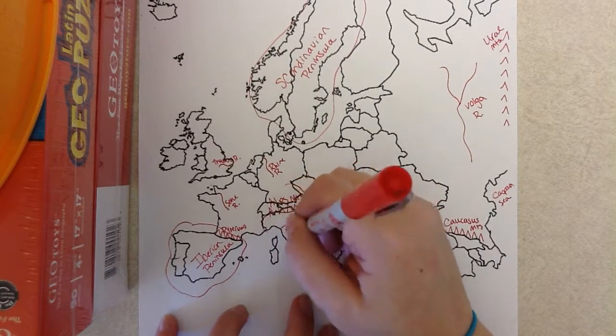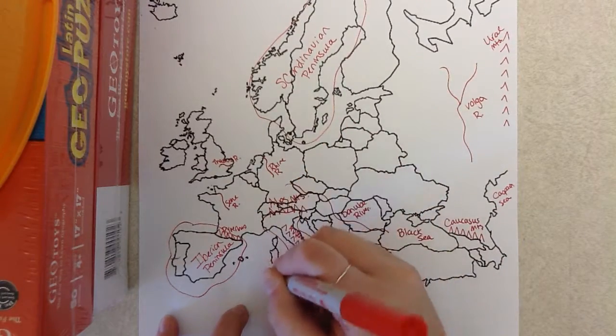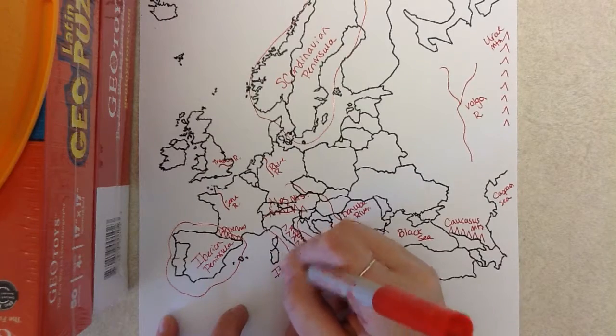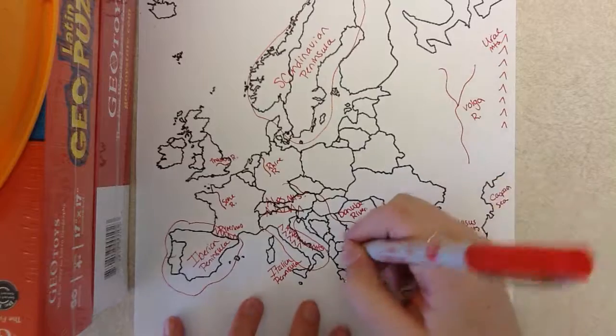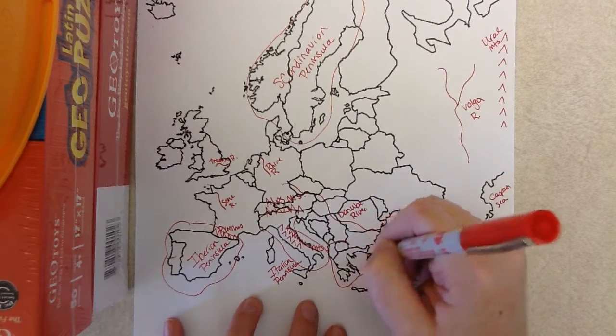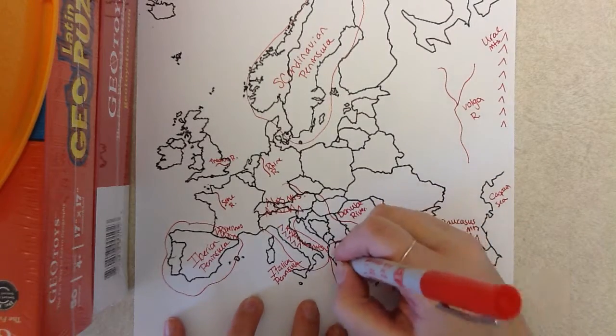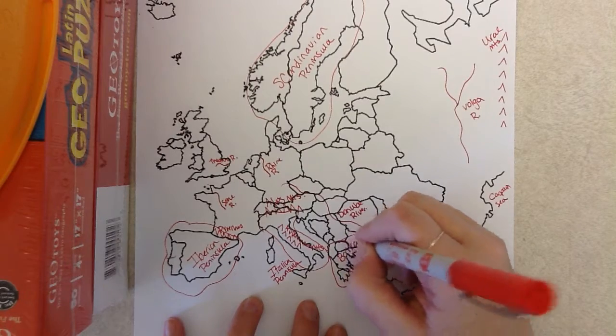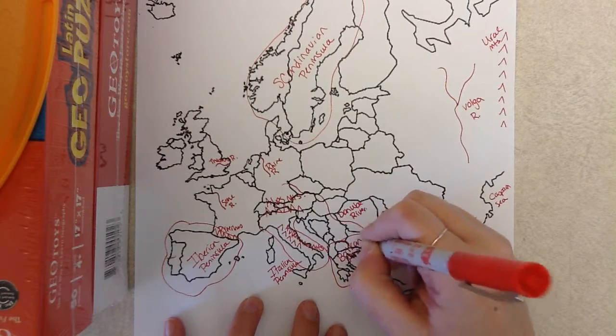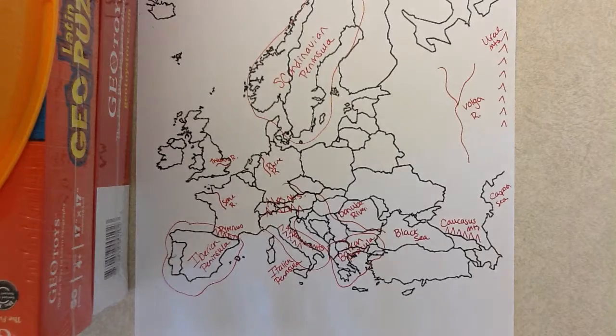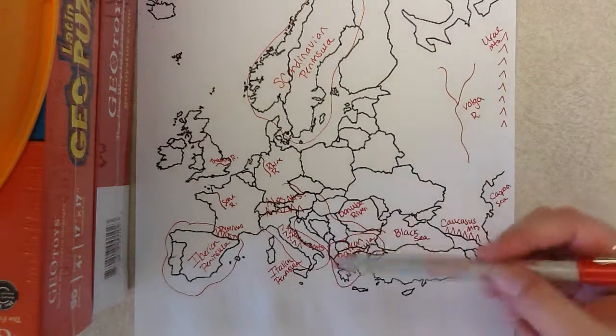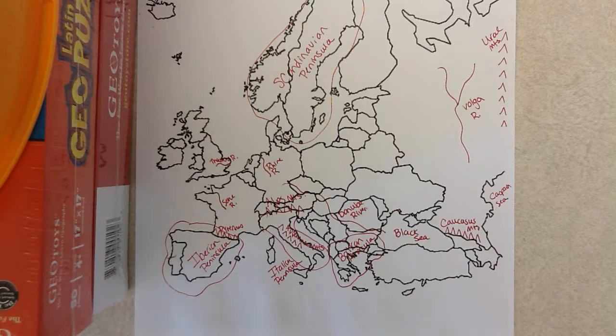Then we have this right here, the Italian Peninsula. And the last one is this area in here, and this is the Balkan Peninsula. So I've got the peninsulas ready and labeled on my map.